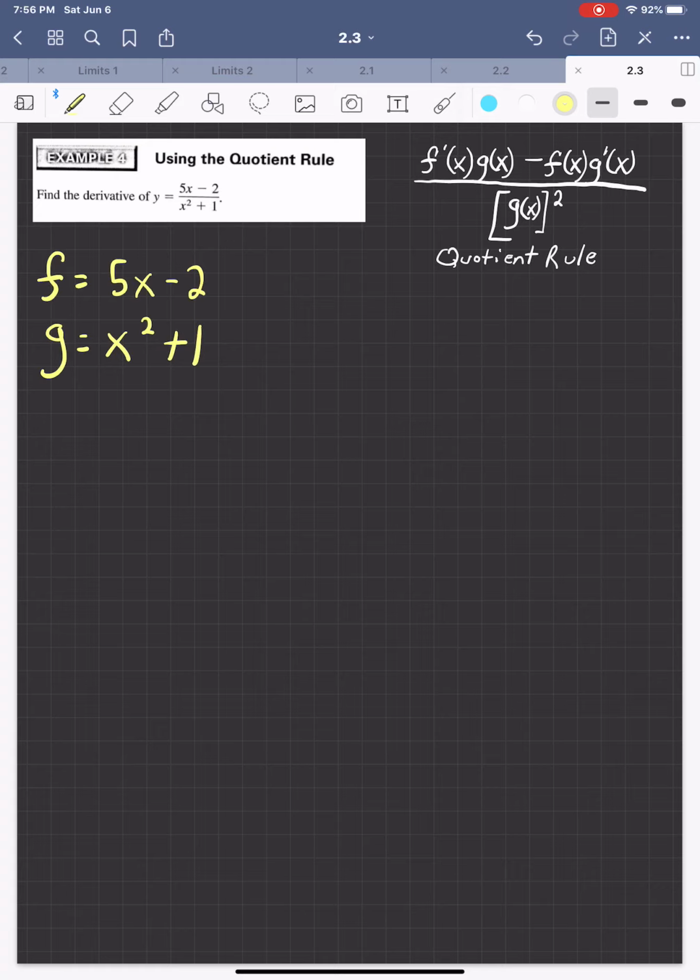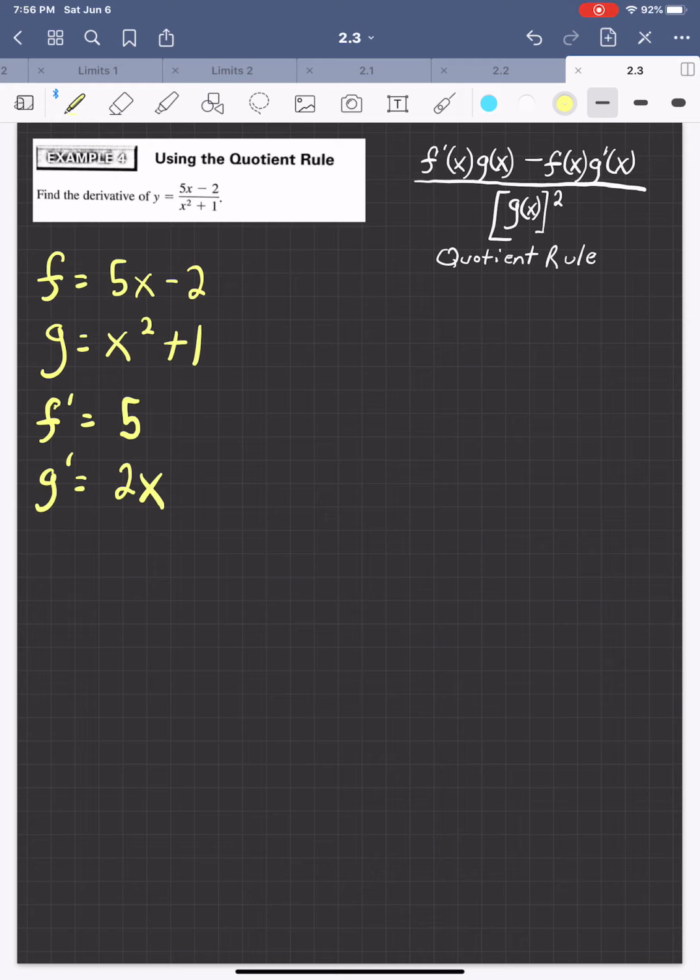And now I'm going to approach this just like the product rule. Let's get all the work out of the way. So I need an f prime, I need a g prime. So let's go ahead and take those right now. So f prime would just be 5, and g prime would be 2x.